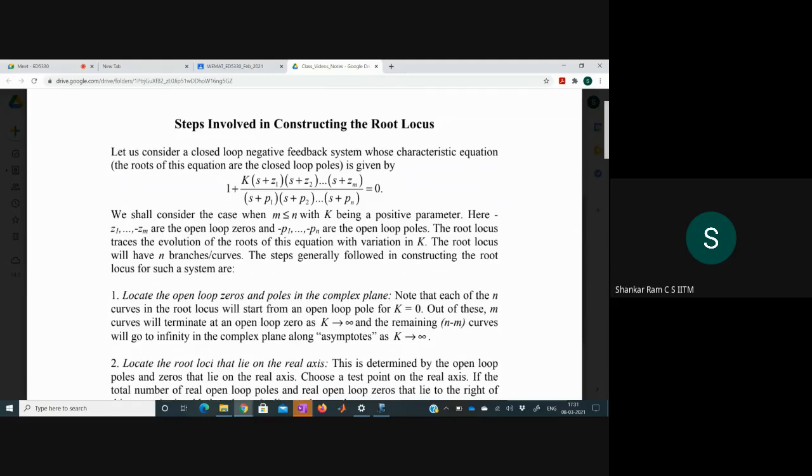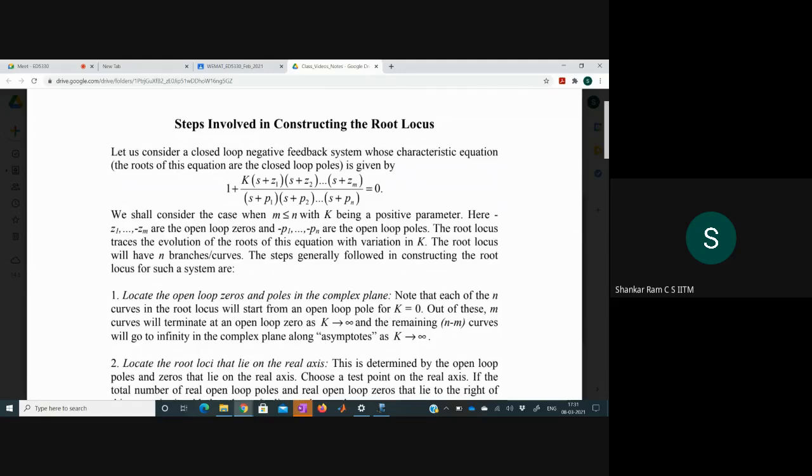Now we shall consider the case when m is less than or equal to n, which is our scope of study, and with k being a positive parameter, which is the case in our example under consideration. In this particular system, minus z1 through minus zm are the open loop zeros, and minus t1 through minus tn are the open loop poles. So the root locus traces the evolution of the roots of this equation with variation in k. That's the purpose of the root locus.